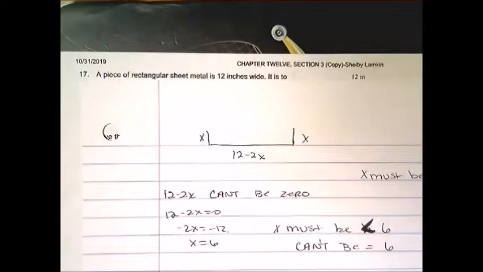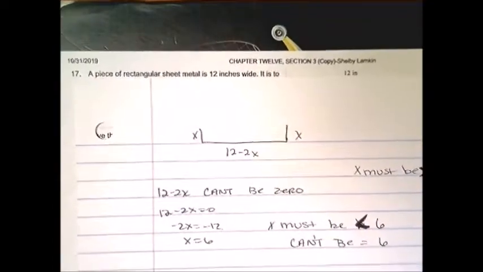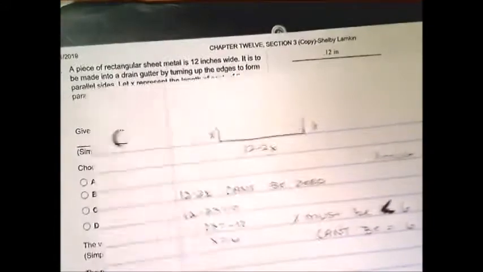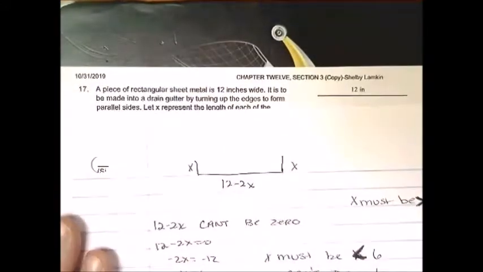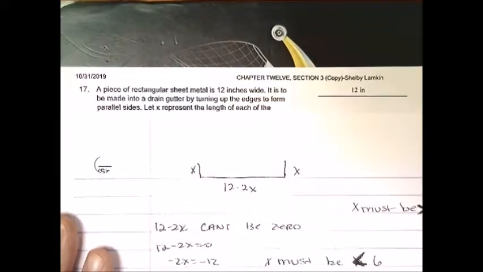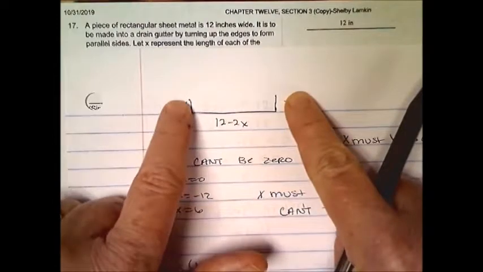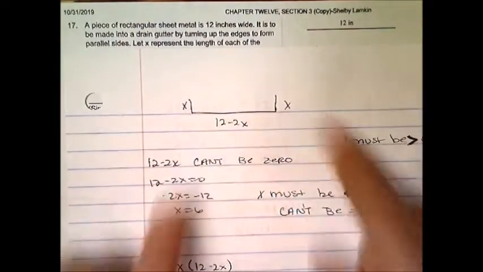The last one I'm going to work for you is the problem that I've had to work for students all through the years as we've taken college algebra, and it's this first one, which says a piece of rectangular sheet metal is 12 inches wide. It is to be made into a drain gutter by turning up the edges to form parallel sides. Let x represent the length of the parallel sides. So here's my drawing. This was 12. I turned up x on either end, so I took 2x away.